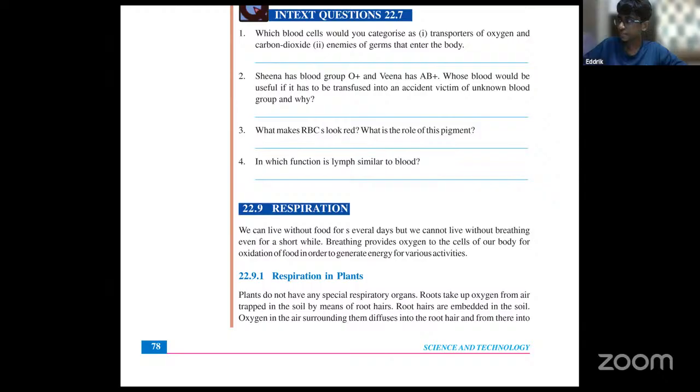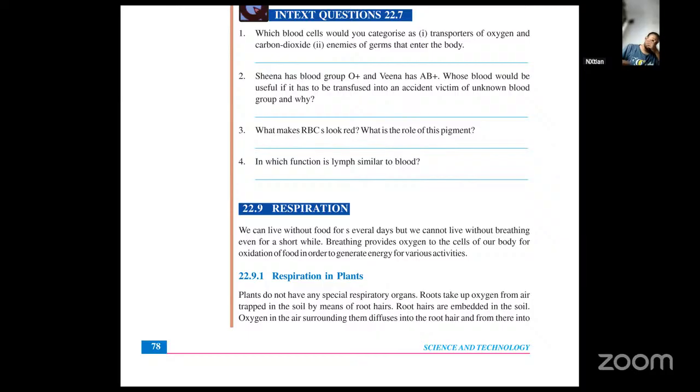Aerobic respiration means oxygen is involved, but anaerobic means there's no oxygen involved. Humans have aerobic respiration. Perfect. Okay, good. This is correct.